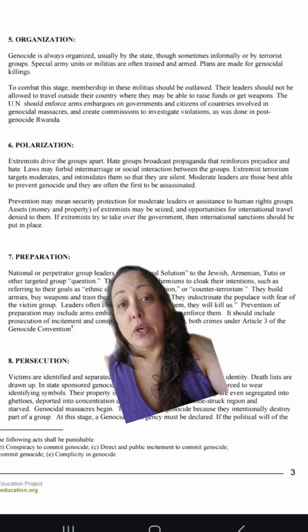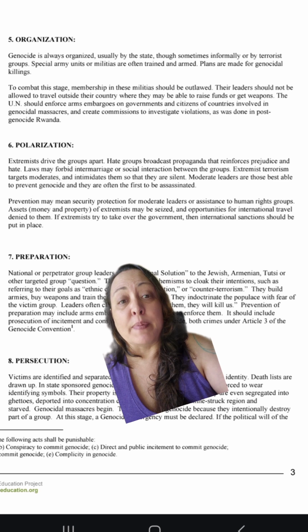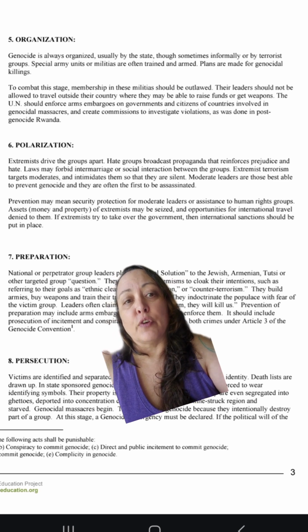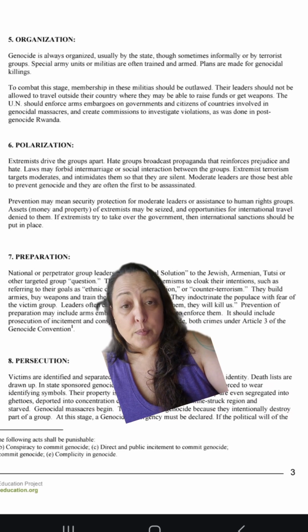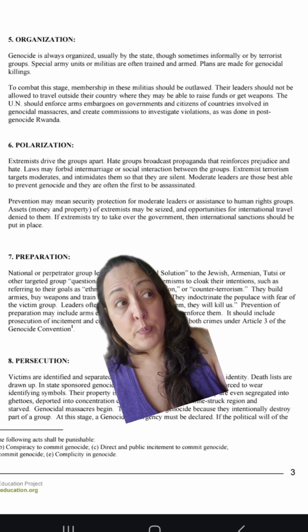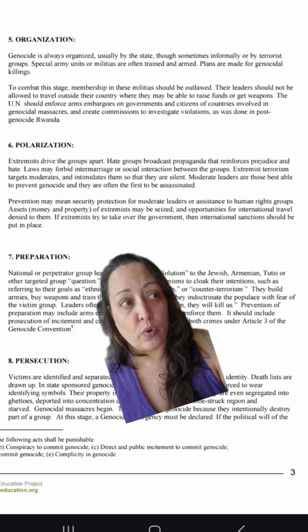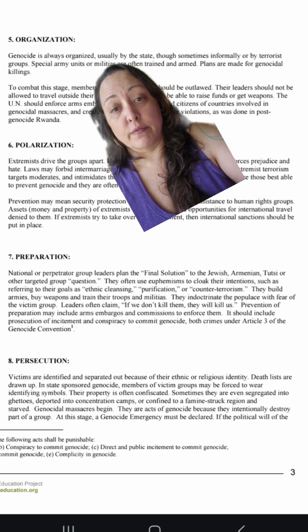Prevention may mean security protection for moderate leaders or assistance to human rights groups. Assets, like money and property, of extremists may be seized and opportunities for international travel denied to them. If extremists try to take over the government, then international sanctions should be put in place. At this point, the hate group has completely taken over our government. So at this point, it's going to be up to the International Criminal Court to come after them if we don't take care of it ourselves first.